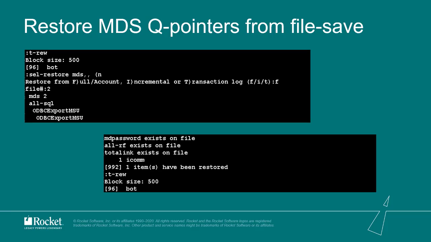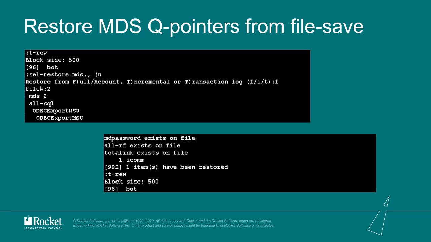After the main data restore, restore any custom MDS items like those legacy user account queue pointers. Do a T-rewind. Do cell restore MDS with an N option. Answer F to restore from a full save tape. Answer 2 to restore from the file number 2, which is the MDS. When that's done, do a T-rewind.